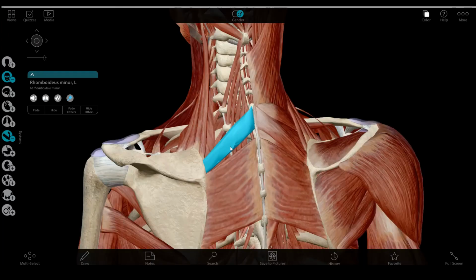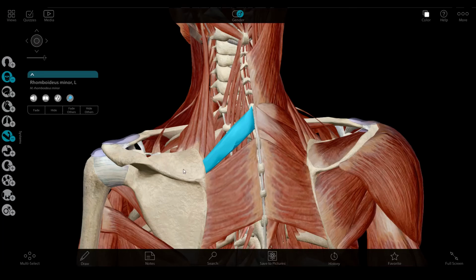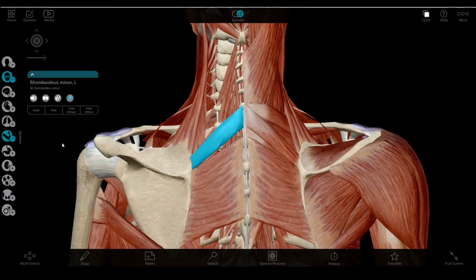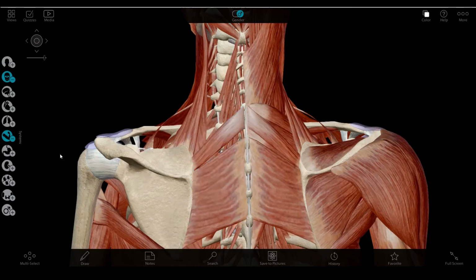The next one is rhomboid minor, which is superior to rhomboid major. It comes from lower portion of ligamentum nuchae, a spinous process of C7 and T1, and it inserts to medial border of scapula at the spine of scapula here. The function of rhomboid minor is adducting and elevating the scapula exactly like rhomboid major. They have the same function.